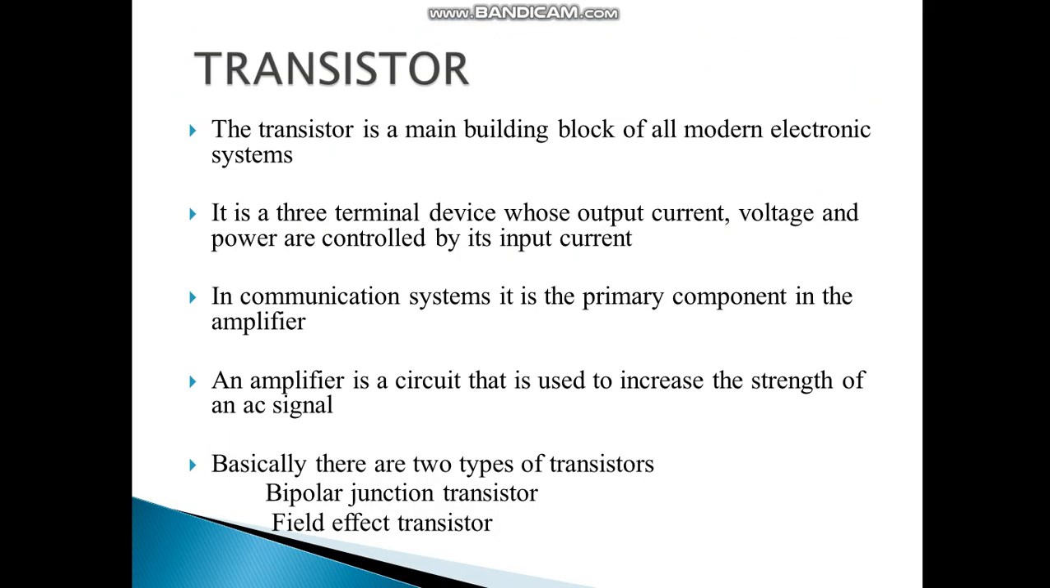So what is a transistor? The transistor is the main building block of all modern electronic systems. It is a three-terminal device whose output current, voltage and power are controlled by its input current. In communication systems, it is the primary component in the amplifier. An amplifier is a circuit that is used to increase the strength of an AC signal. Basically, there are two types of transistors: bipolar junction transistor and field effect transistors.